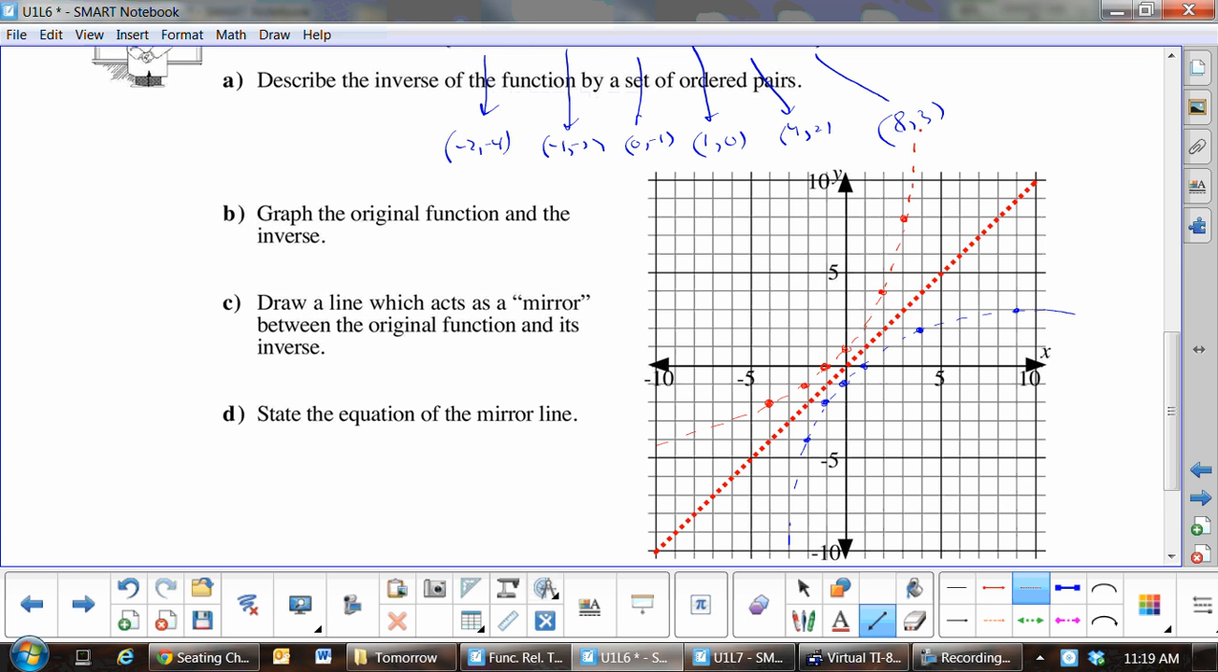Now this one may be easier to see how it's a reflection on y equals x. And sometimes even just turning your book a bit and looking right down the middle line, you can see the blue and the red are a reflection on the x-axis, on y equals x, sorry.